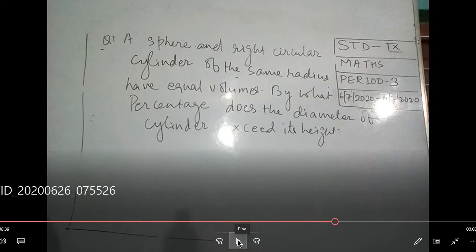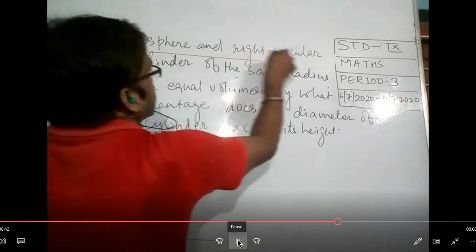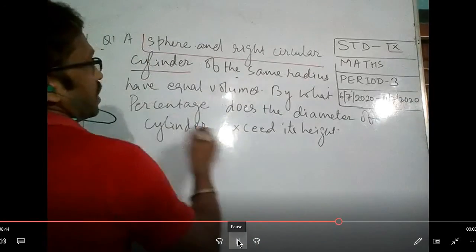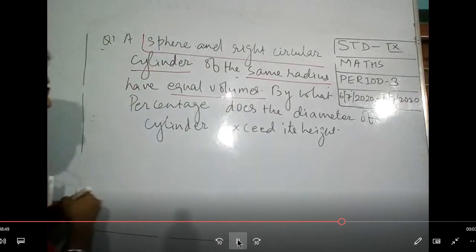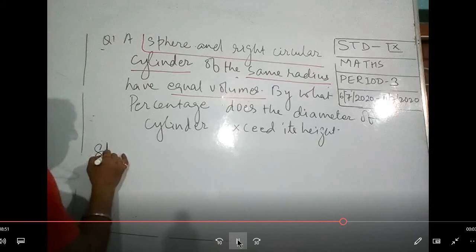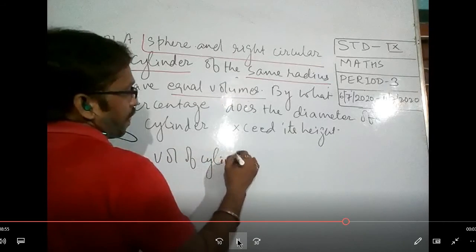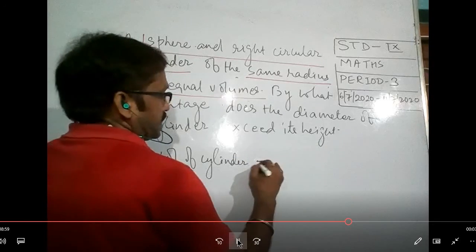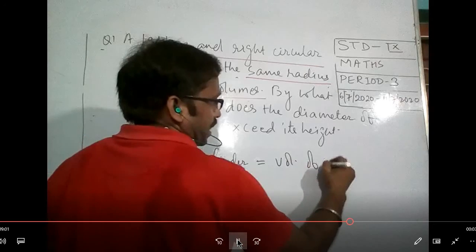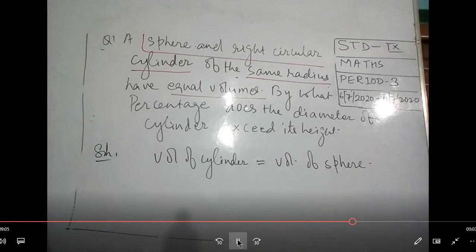See this. Equal volume there will be. The sphere and the right circular cylinder of the same radius have equal volume. So what is given here? First of all, we write that the volume of the cylinder, the radius is the same only, is equal to the volume of the sphere. Volume of cylinder is equal to volume of the sphere.